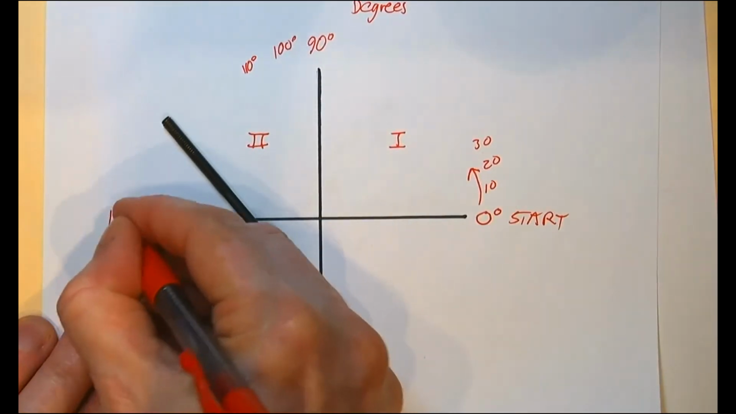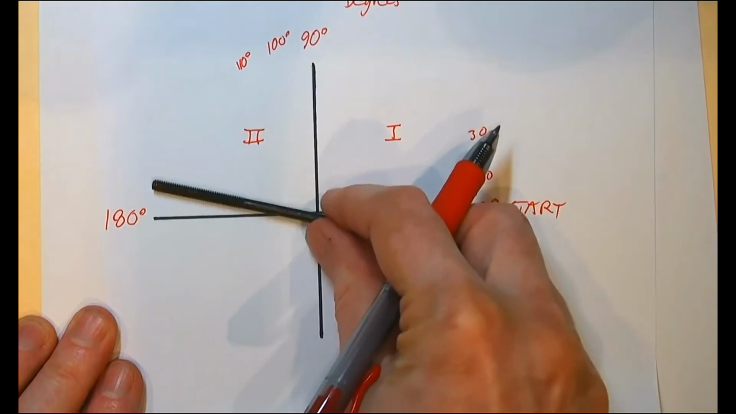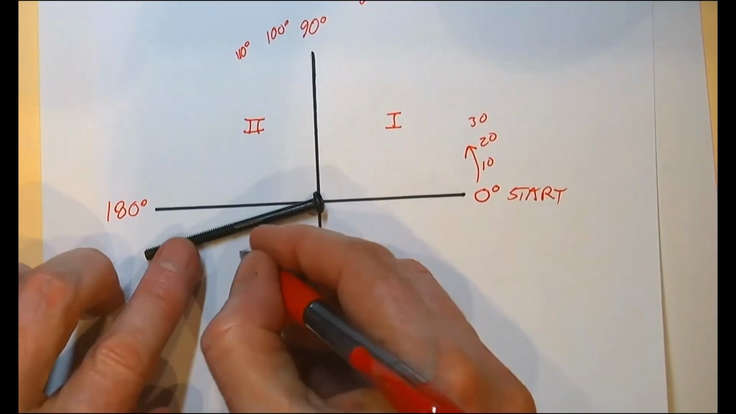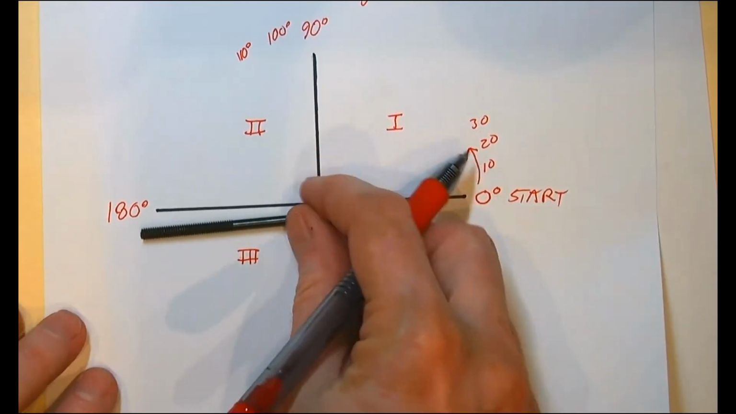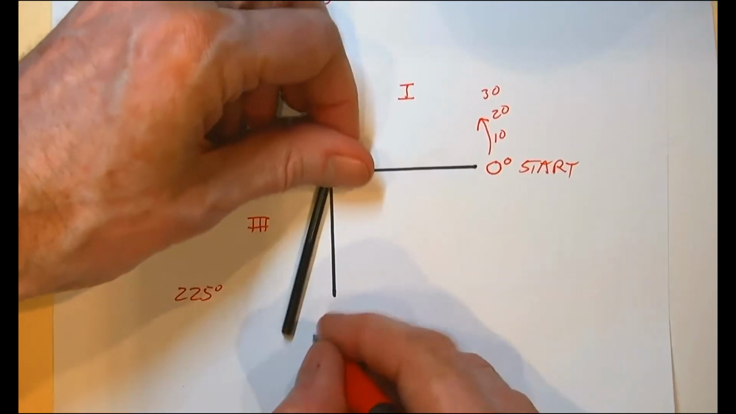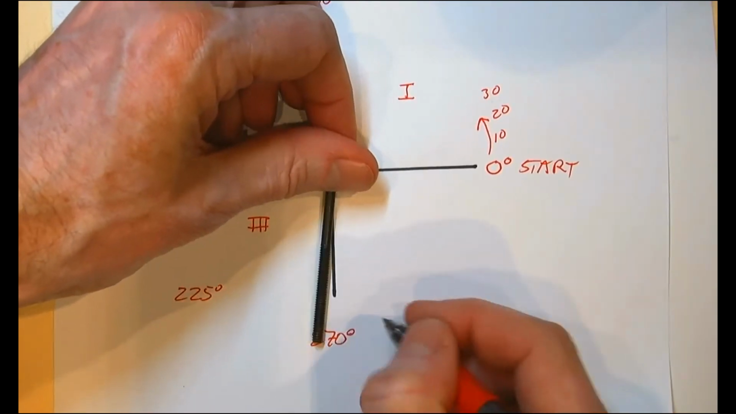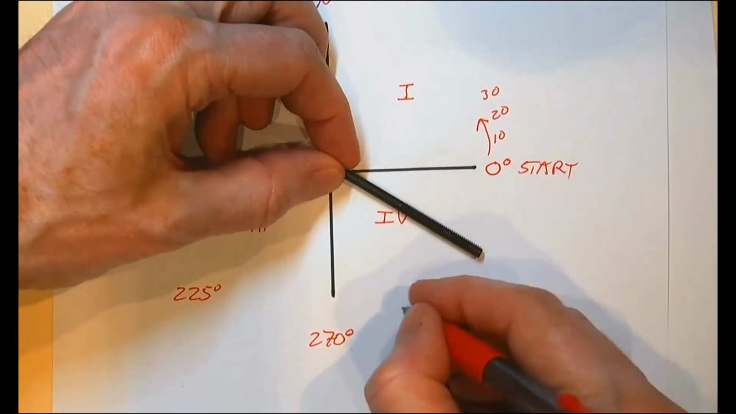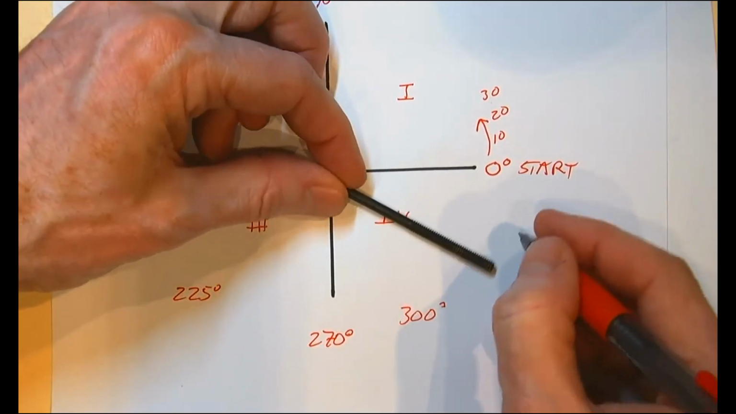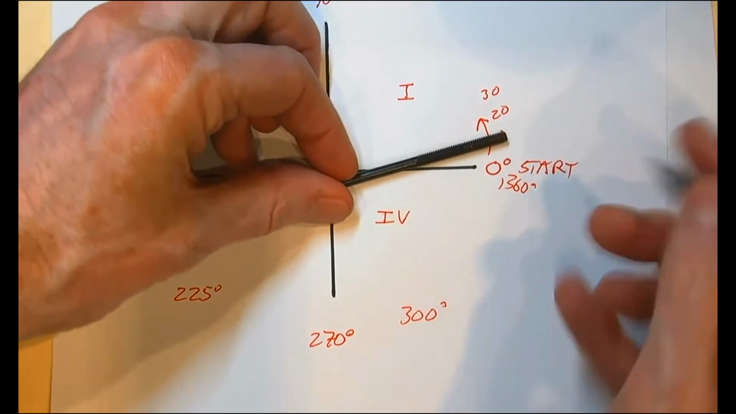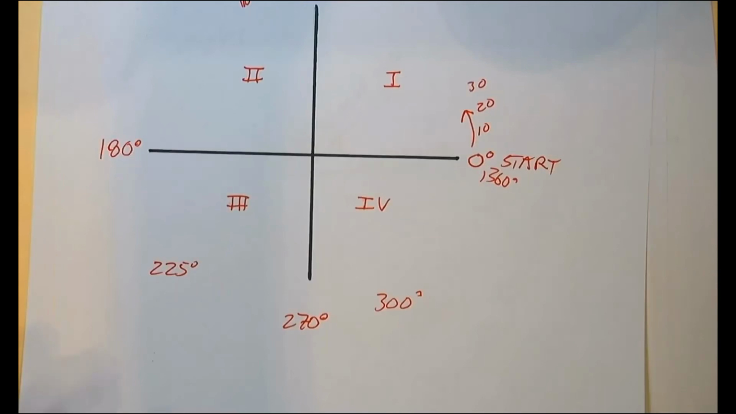And of course, when you get over here, you're at 180 degrees. And if you kept going, well, you'd be past 180. You'd be into quadrant 3. You could get way down here like at 225. Way down here would be 270. You're 3/4 of the way. And here's quadrant 4. And here you're like at 300. And eventually you get all the way back to the beginning. So we also call this 360. Okay, all the way around.